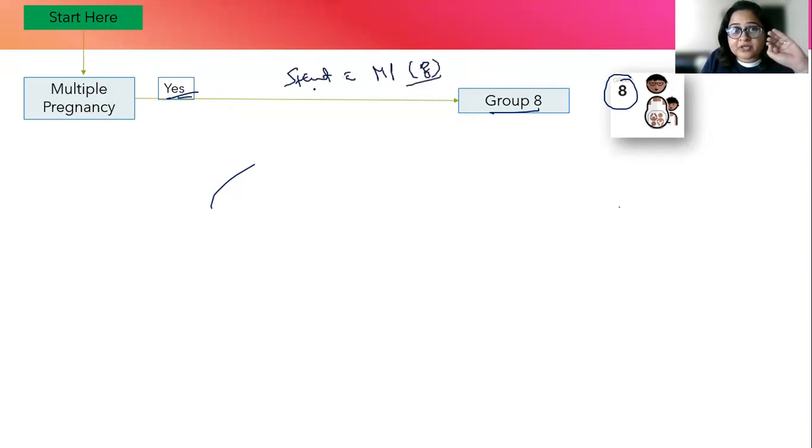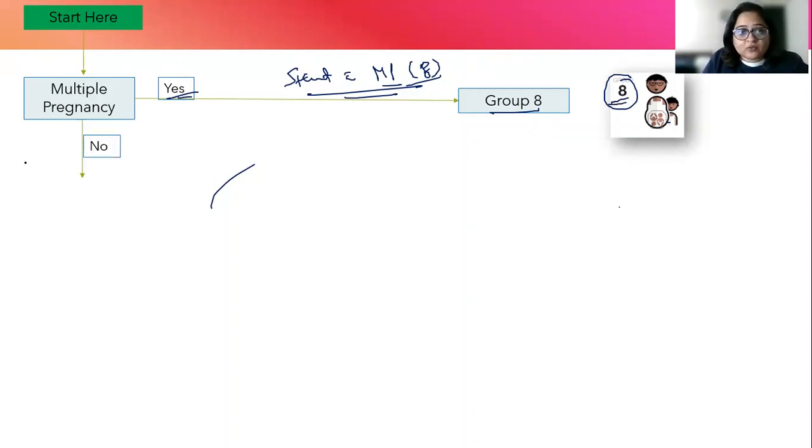Very important to remember this point. Start with multiple pregnancy. If the first thing in the question you see is twin pregnancy, irrespective of everything else, whether she's preterm, or breech, or transverse lie, or a previous cesarean, the first thing you need to see is whether she is a multiple pregnancy. Don't look at anything else. Straight away mark group 8. I hope this is clear. So start with multiple pregnancy.